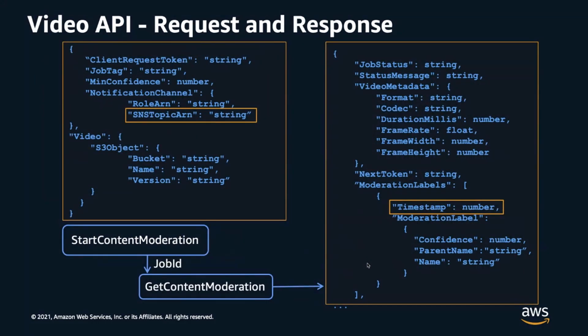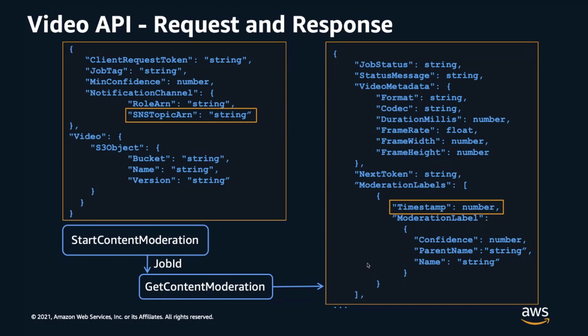For video, we have a slightly different request and response. This is because video has asynchronous jobs. Given that videos take longer to process, you start a job and we return you a job ID. Then you can set up an SNS topic, a Simple Notification Service topic, which will inform you when the job is done. Once you get that notification, you can use another API to get the results.